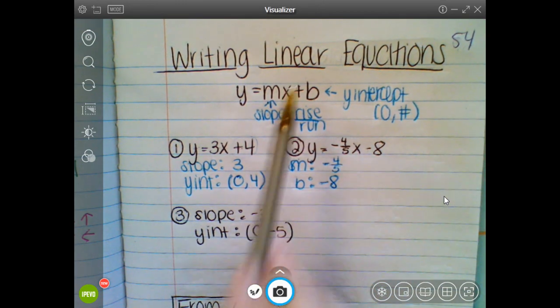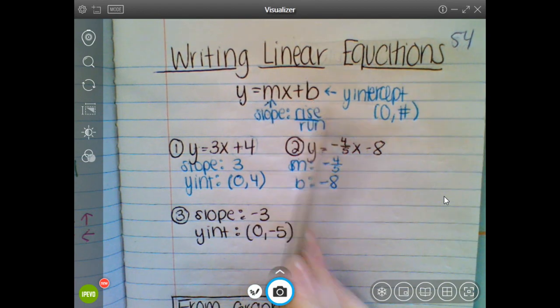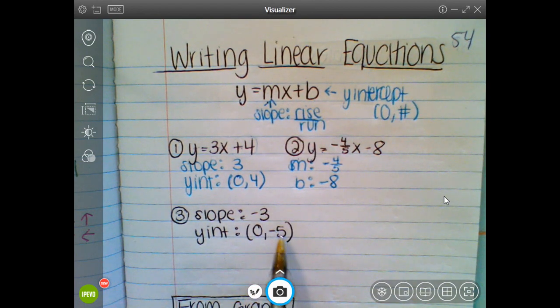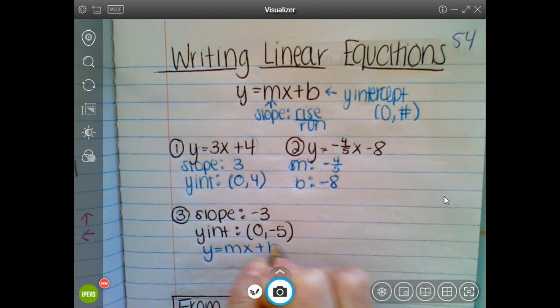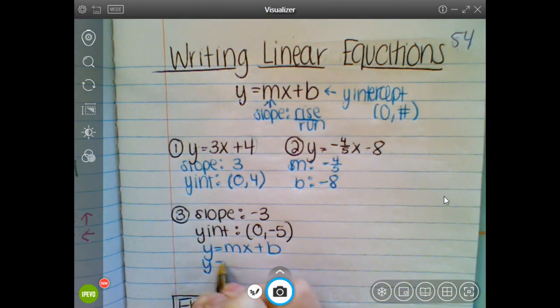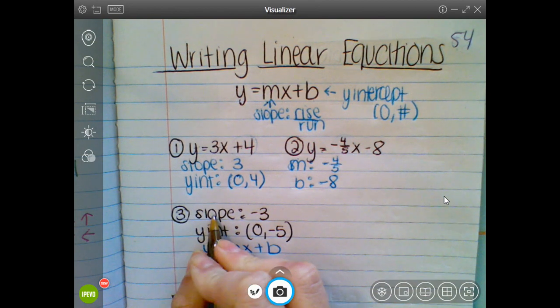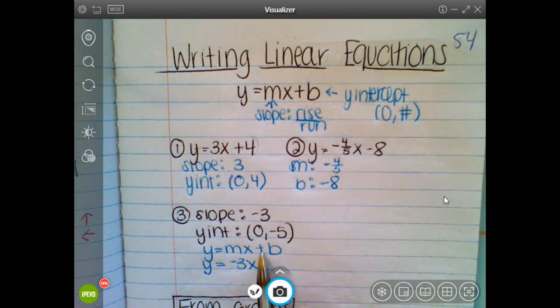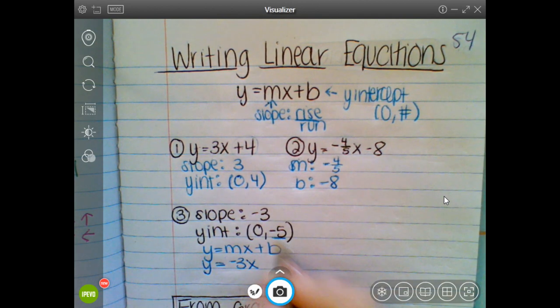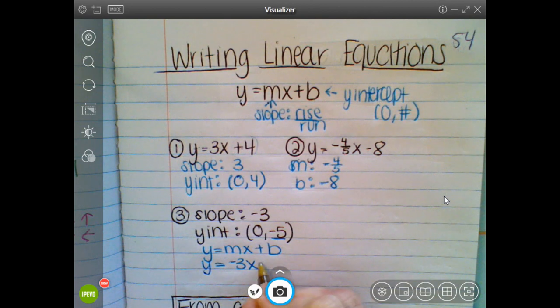Well, the two pieces of information you need are the slope and the y-intercept, which they give you. So if I want to write an equation in y equals mx plus b, well, y equals my m is my slope, so that's negative 3, x plus b. Well, my b here, it's not 0. Remember, it's always the y value of that number. So it's just the negative 5. So instead of putting plus negative 5, I can just put minus 5.